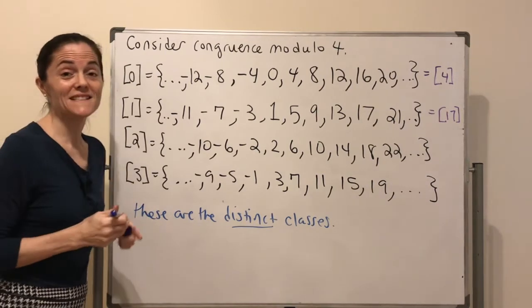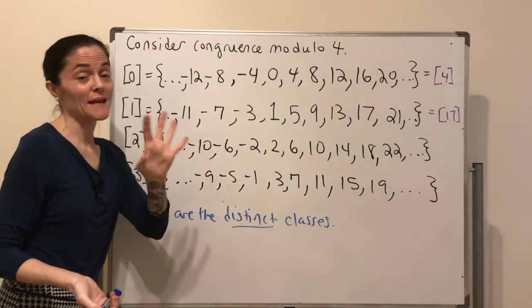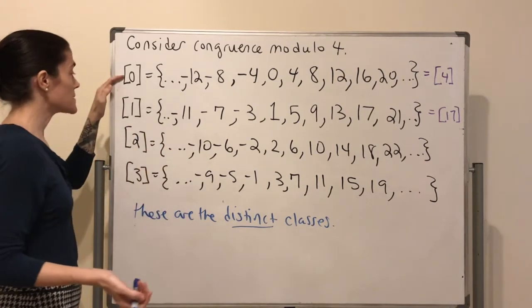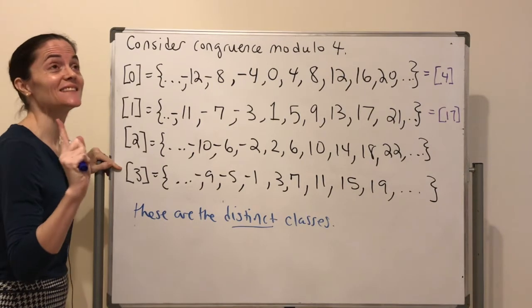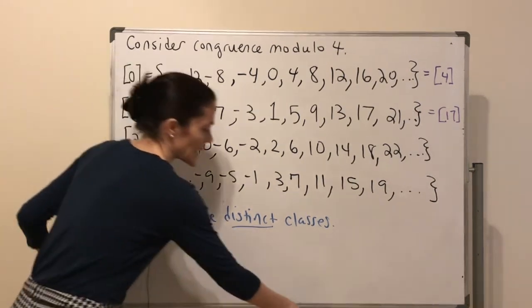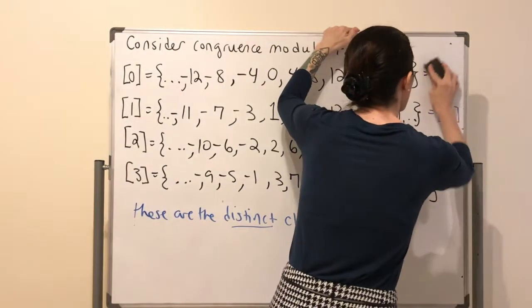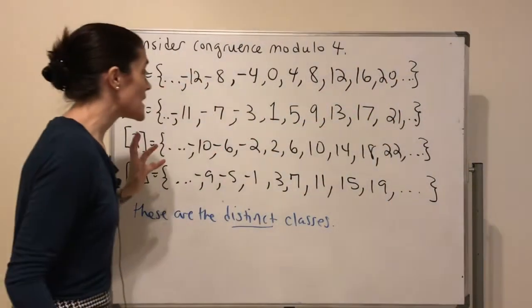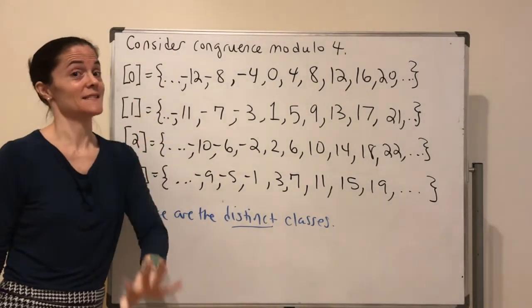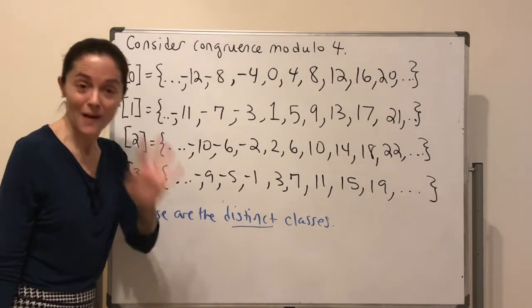There are 4 distinct classes, and it is common in working modulo n to start with 0 and end at n-1 as the chosen representative. That is what's common. So let me erase these. It's not incorrect, it's just not what's commonly used. But you see, this definitely partitions the integers. Even though I don't have every single integer written on the board, that would not be possible.